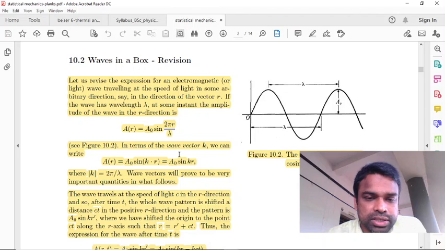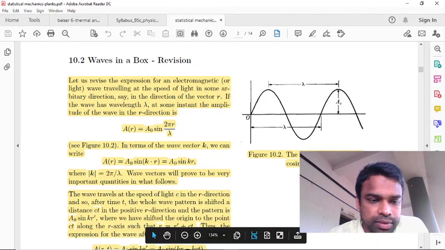In terms of the wave vector k, which is 2 pi by lambda, we can write A(r) is equal to A0 sine k dot r, equal to A0 sine kr, in scalar form, where k is 2 pi by lambda. നമ്മൾ അതിൻ്റെ ഇമ്പോർട്ടൻസ് പിന്നെ നോക്കാം.